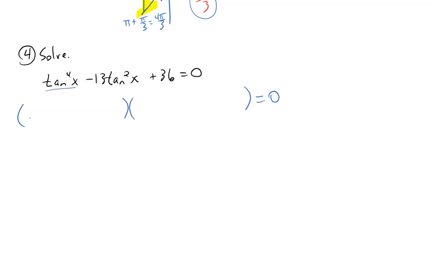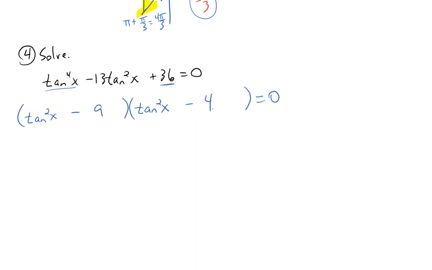To get tangent to the fourth, I'm going to put a tangent squared times a tangent squared. And then I need a 36. So the numbers I put here and here have to multiply to be 36, but they have to add to be a negative 13. Okay, so this goes back to your algebra days. You have to use minus 9 and minus 4.